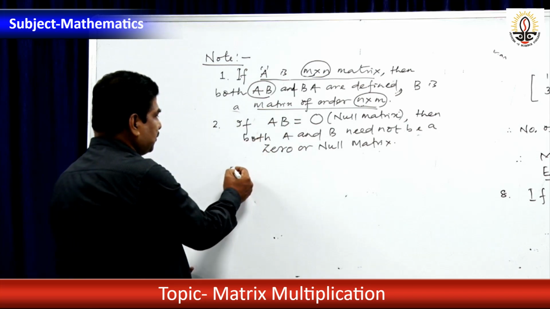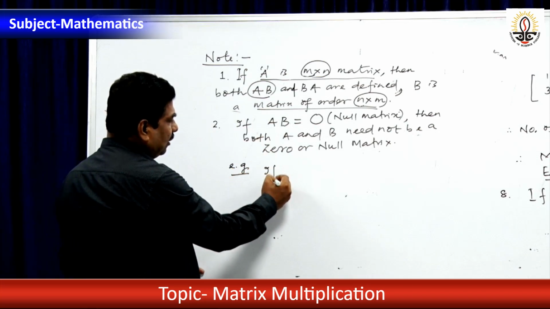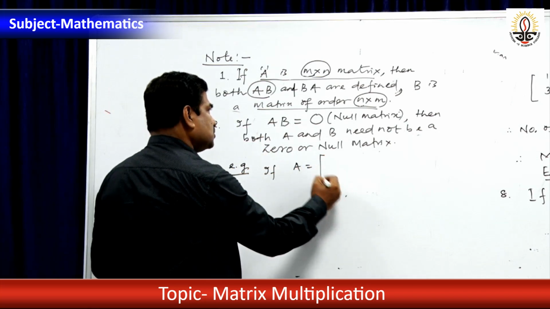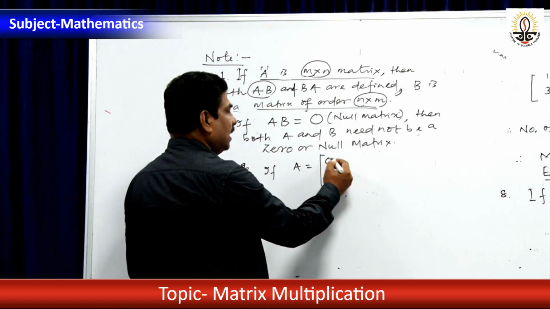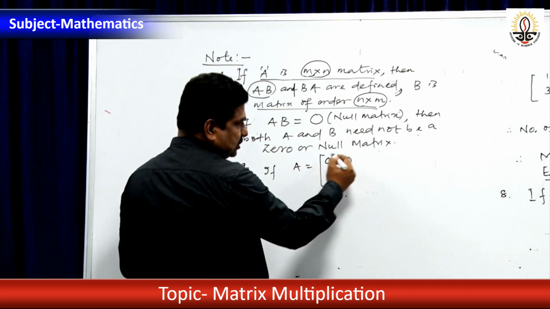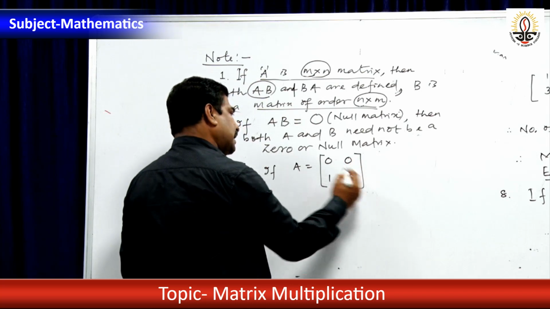I will take one example here. You see, if A is equal to, write like this, here you see [0 0; 0 1], here you write like this.